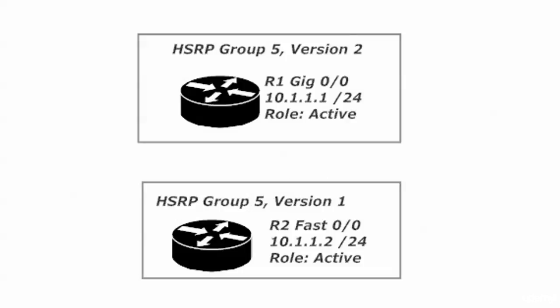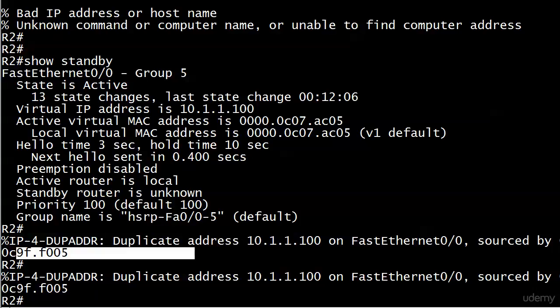We have Group 5 version 1 and Group 5 version 2, and they're both in the role of active, both routers 1 and 2. And this is really the only way you're ever going to see multiple active routers in an HSRP group. So if you see that, you don't even need to look at the configs. Just say, look at your versions, because your versions are probably a mismatch, and that is never going to work well between versions 1 and 2 of HSRP.